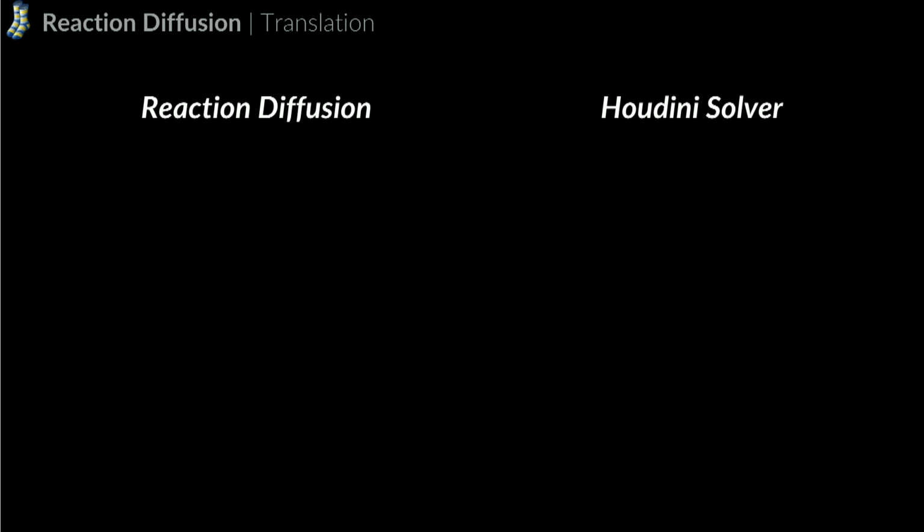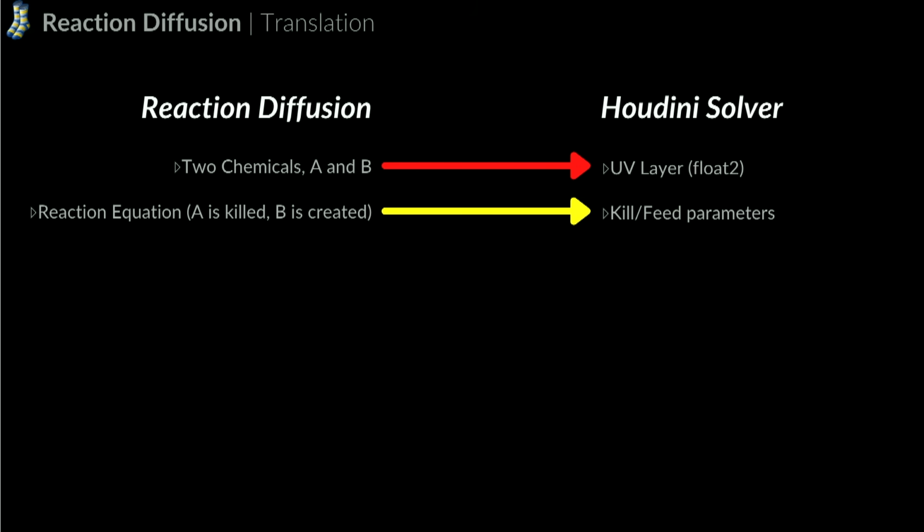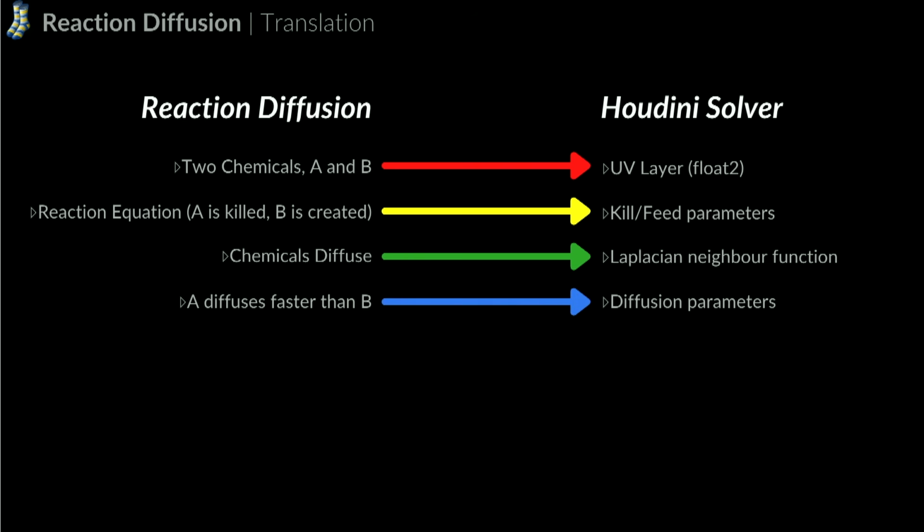So I want to break down how we can translate reaction diffusion to a Houdini solver so we can get a bit of a plan. So we have two chemicals, A and B, which translates into it running over a UV layer of float 2. So this is a UV layer that can store chemical values. Then we have the reaction equation where A is killed and B is fed, which can be done through simple parameters or layers. Our chemicals diffuse through the medium, which can be done through the Laplacian function that I mentioned. A diffuses faster than B, which again should be done through diffusion parameters or layers.